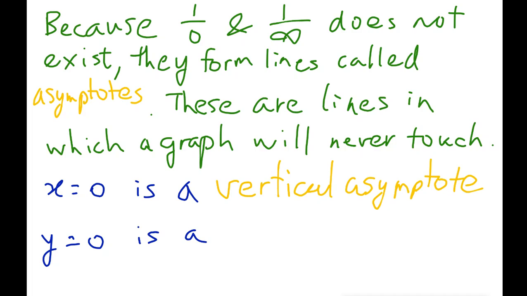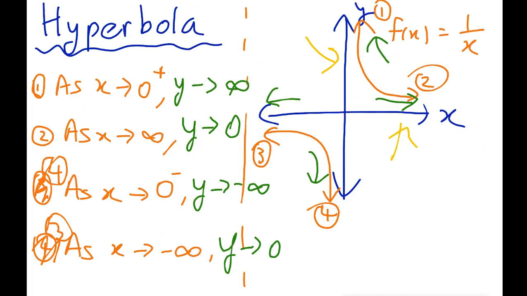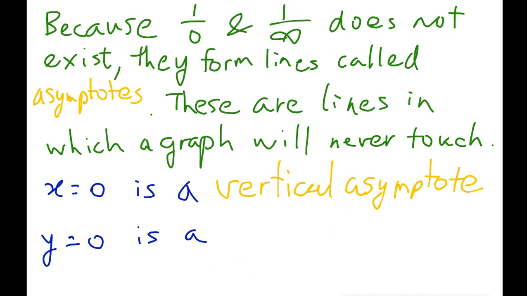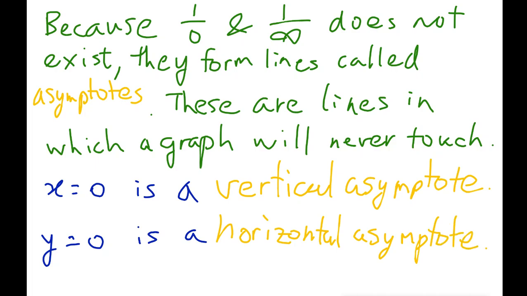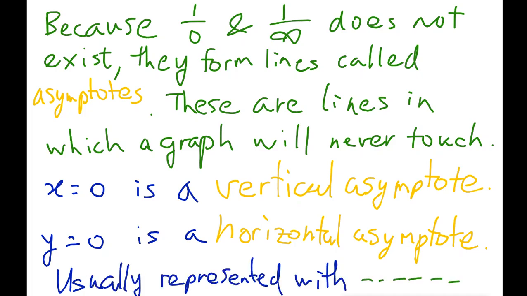Y equals 0 does the same thing. Y equals 0 would then be our x-axis. Because it's running from left to right, we're going to call it a horizontal asymptote. These are usually represented with dotted lines. And there it is.